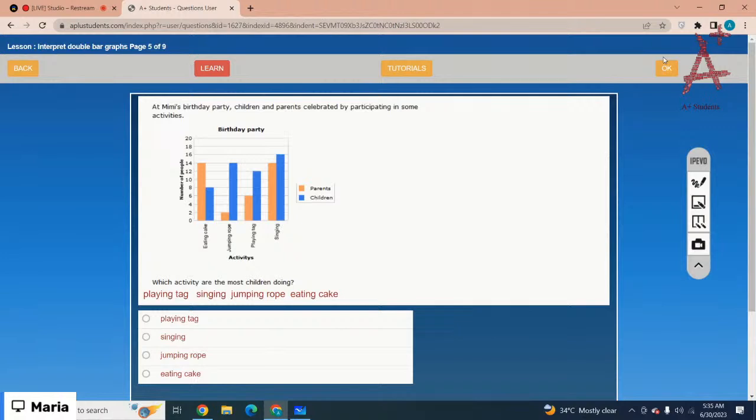Okay, at Mimi's birthday party, children and parents celebrated by participating in some activities. Which activity are the most children doing? Okay, the most children are doing singing. You can see singing has the highest value, so it would be singing. The correct option is singing.